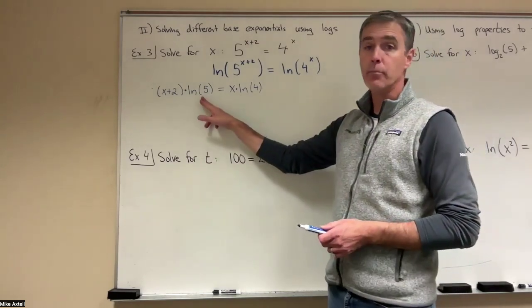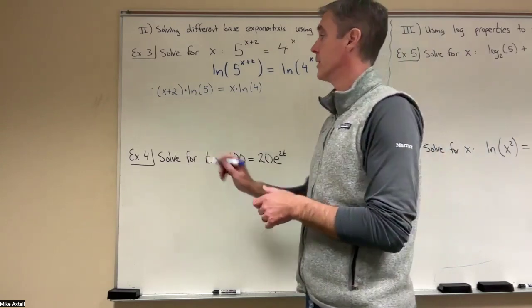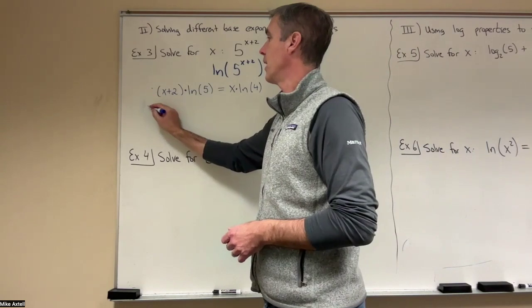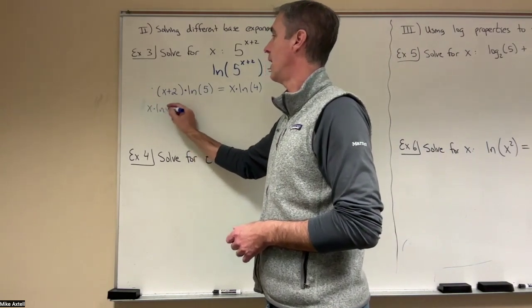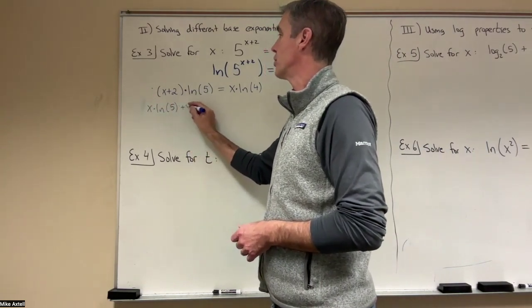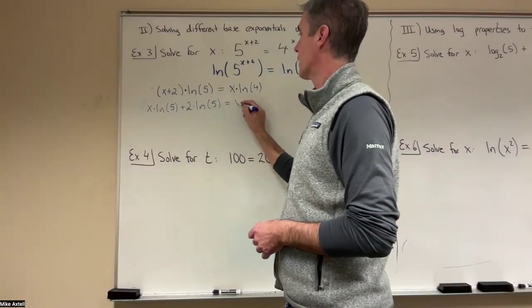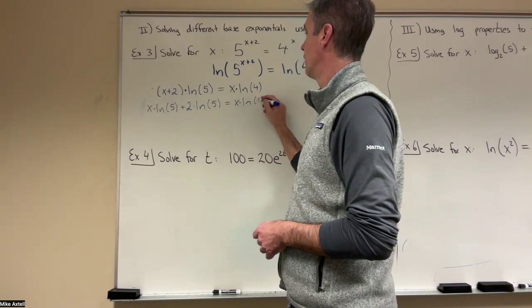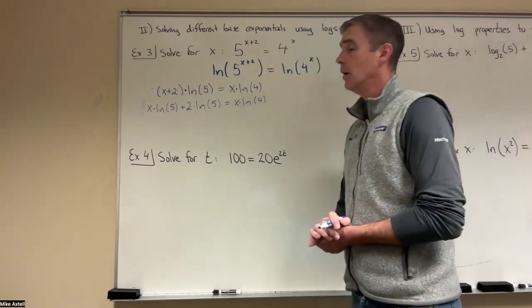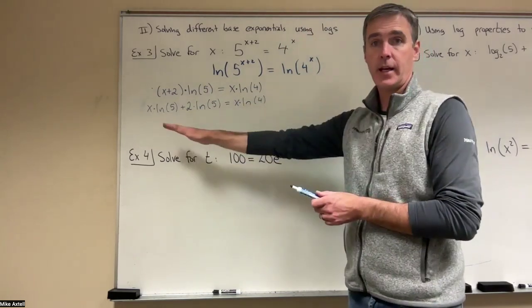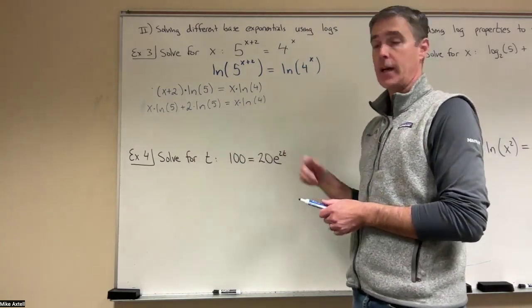I'm going to run the natural log of 5 through the parentheses. I'll just write it this way. I'm going to have x times the natural log of 5 plus 2 times the natural log of 5 equals x times the natural log of 4. All right? Okay, now I'm going to get everything involving an x on the left side and everything without an x on the right side.